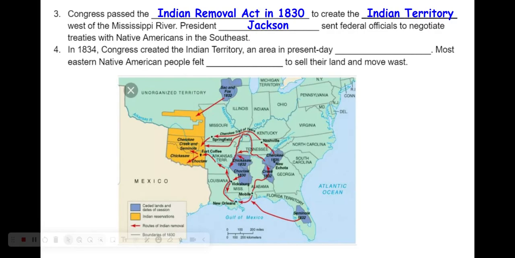So, in number four, in 1834, Congress created the Indian Territory, an area in present-day Oklahoma. Most Eastern Native American people felt forced to sell their land and to move westward.